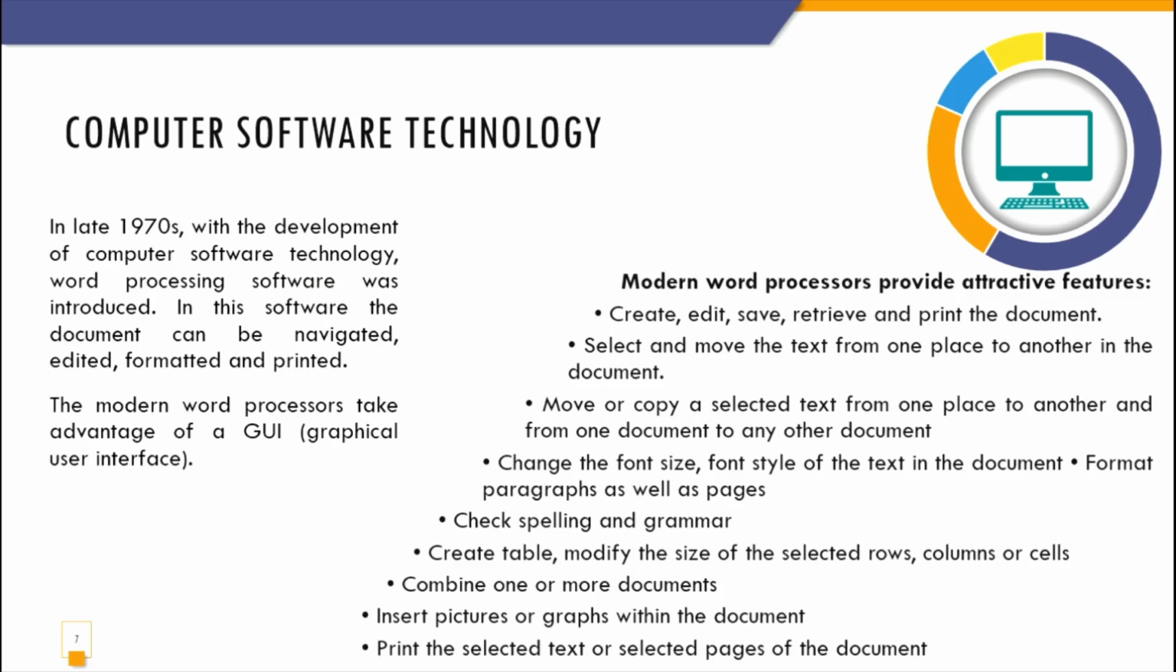Now, I'm talking about computer software technology. In the late 1970s, with the development of computer software technology, word processing software was introduced. When was it introduced? In the 1970s. Okay? It was software in which we can navigate, edit, format, and print, and it was providing a graphical user interface too, right?